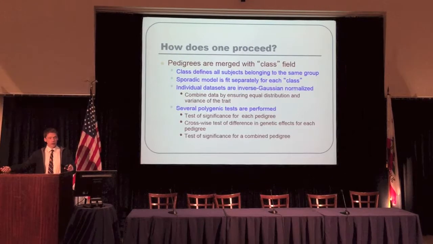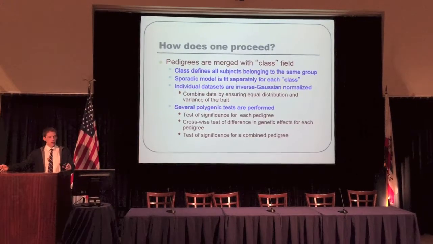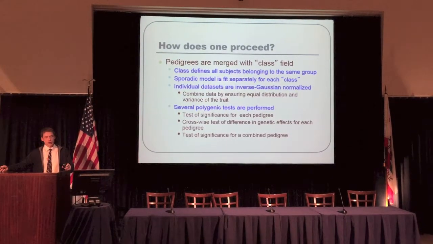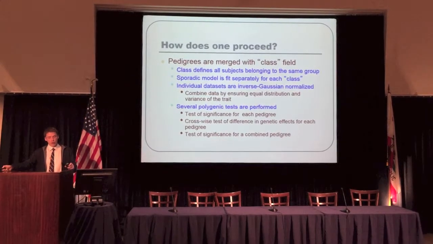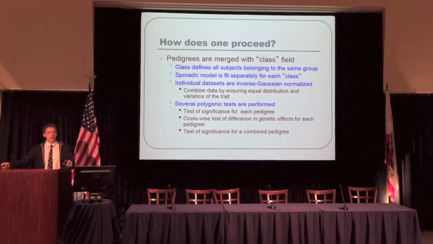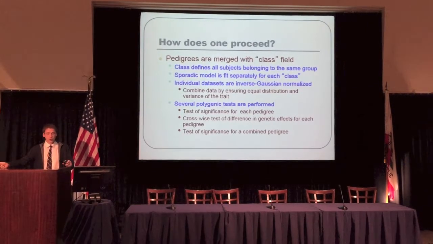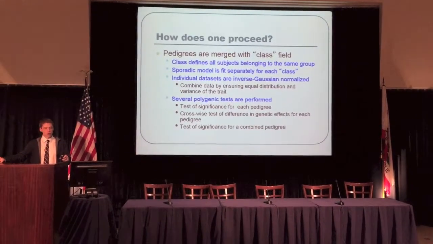So how does one proceed with those type of analysis? It's very simple. You can concatenate pedigrees just using a different class field. And the class field defines all subjects belonging to the same pedigree at the raw state level.